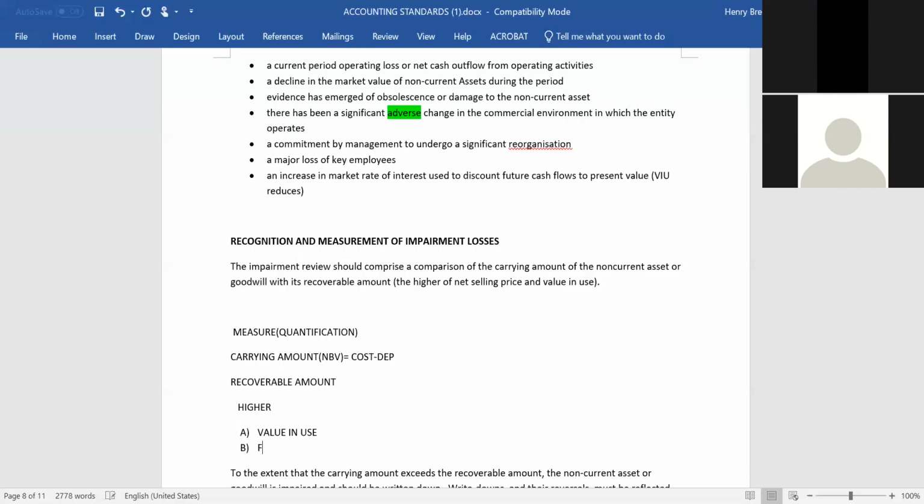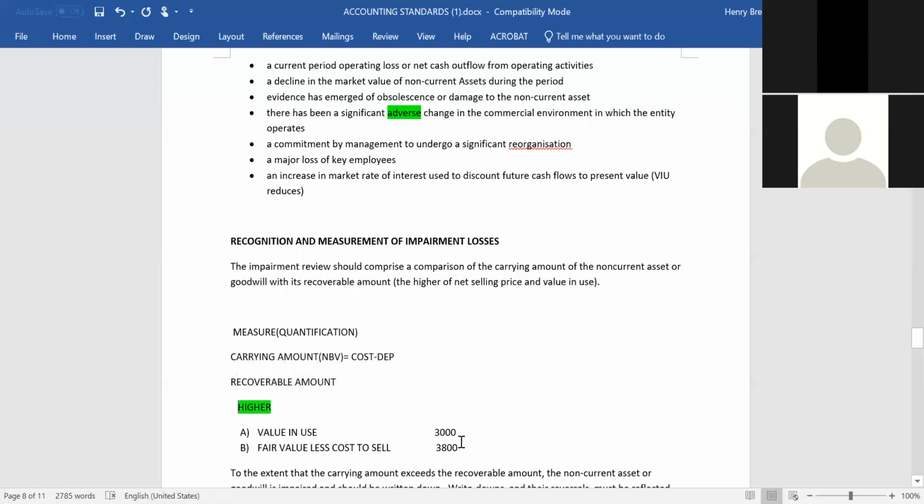That is the fair value less cost to sell. Right, so the comparison of these two. Let's say that the value in use is 3,000, I'm just giving an example. The fair value is, let's say, 3,800. Then the higher of these two, per the standard, will represent the recoverable amount.